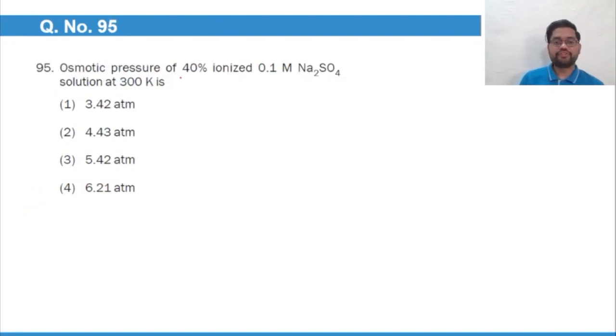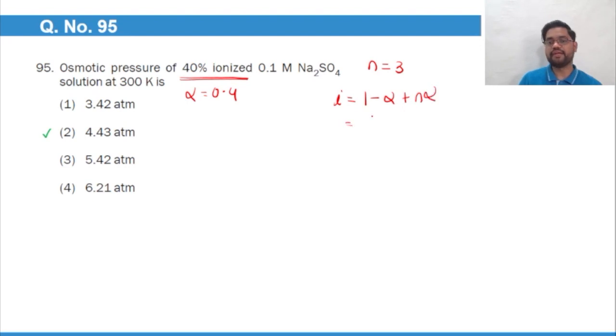95. Osmotic pressure of 50% ionized Na2SO4. So over here also N value is 3, 2 sodium and 1 sulfate ion, right? 40%, that means alpha is given as 0.4. I is equal to 1 minus alpha plus N alpha, right? So 1 plus 2 alpha will be the thing, that is 1 plus 2 into 0.4, that is 0.8, that is 1.8. So we have I value as this.